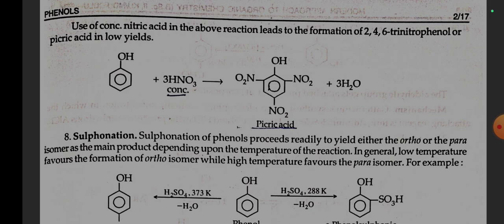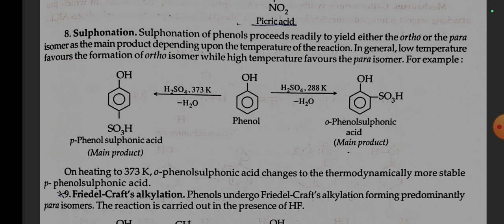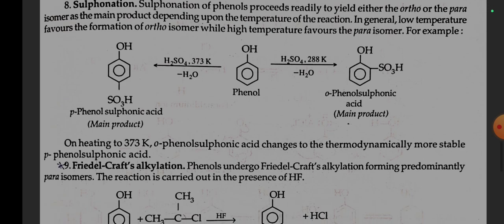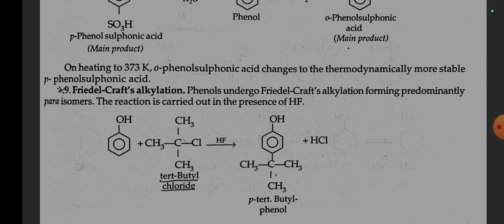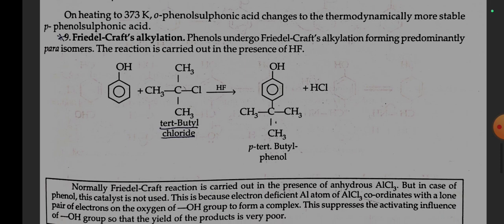Use of concentrated nitric acid in the above reaction leads to the formation of 2,4,6-trinitrophenol, or picric acid, in low yields. Sulfonation. Sulfonation of phenols proceeds readily to yield either the ortho or the para isomer as the main product, depending upon the temperature of the reaction. In general, low temperature favors the formation of the ortho isomer, while high temperature favors the para isomer. On heating to 373 Kelvin, ortho-phenol sulfonic acid changes to the thermodynamically most stable para-phenol sulfonic acid.